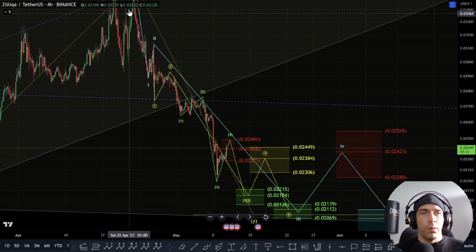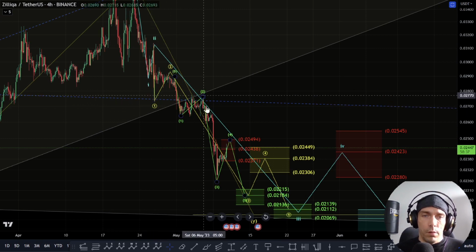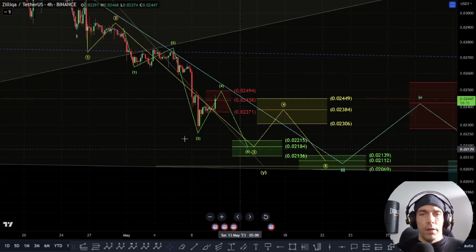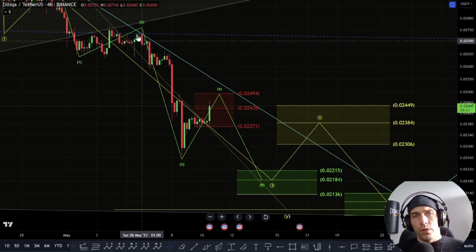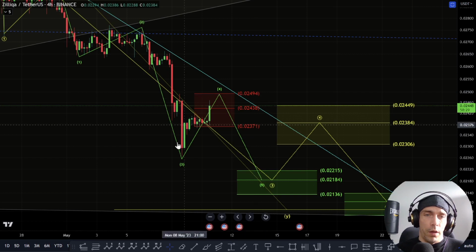Now, what this would be looking for is basically this is a 1-2, another 1-2 here, treating this green count as the one we're currently in. So now I'll be looking for continuation to the downside as long as we stay below this 0.2494 area. This could mean that we still have a 4th wave here.